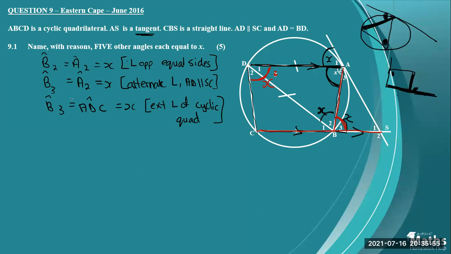So we can say A1 will be equal to B2, and the reason is tan chord. Tan chord. So now we have 4, we need a 5th one.